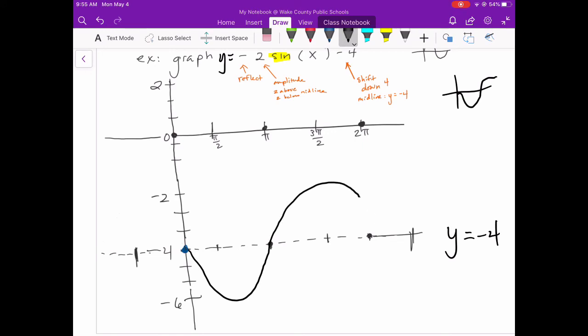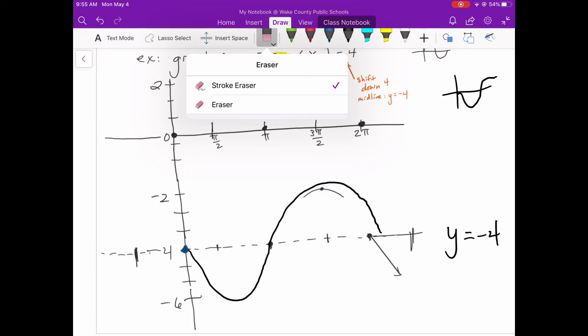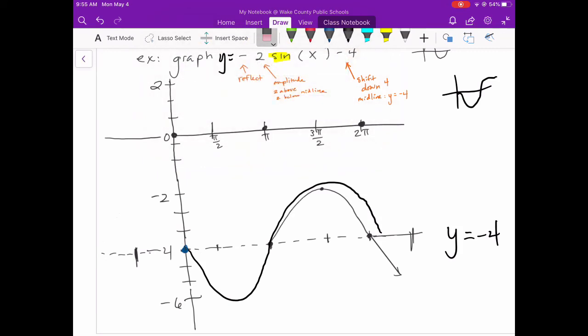I missed my point here. Oh my goodness. I'm having some issues here. I'm going to try this one more time. All right, there we go. Now we got it going.